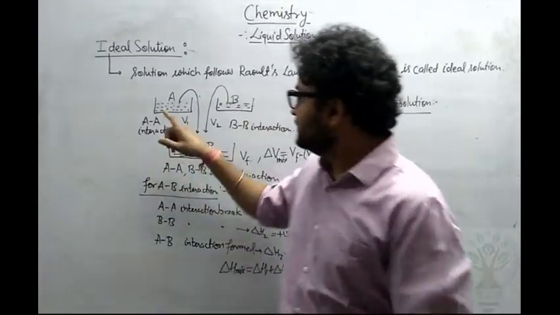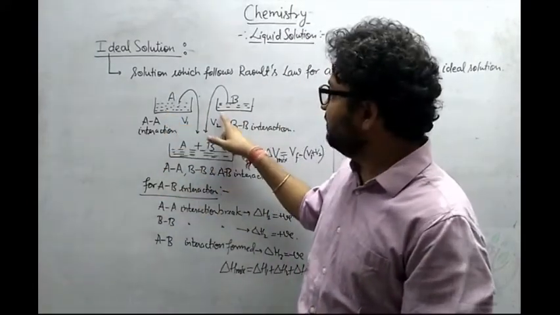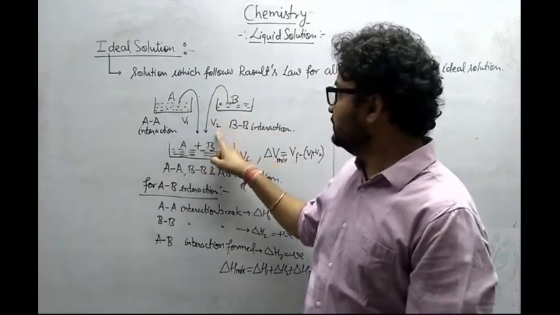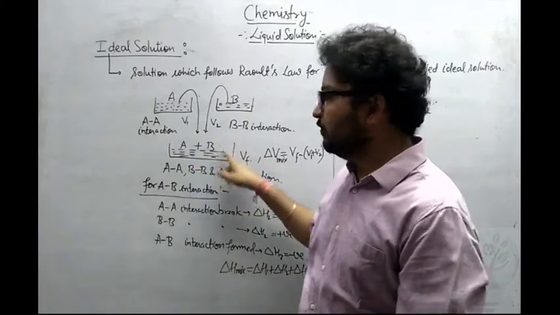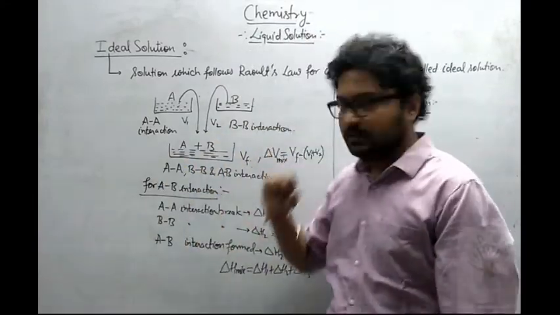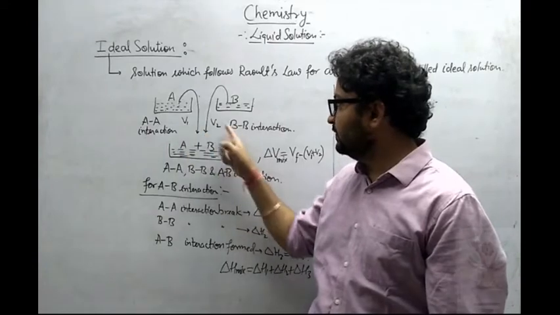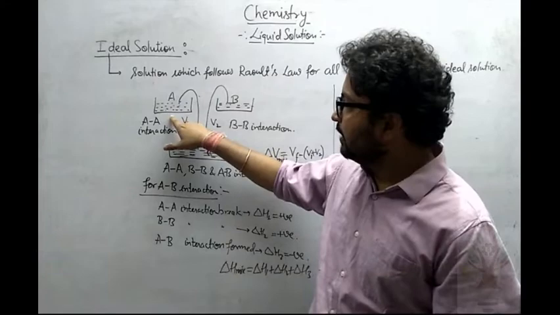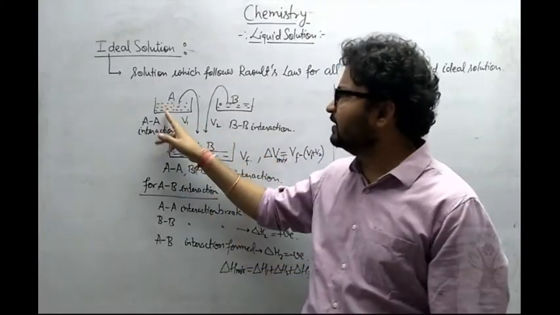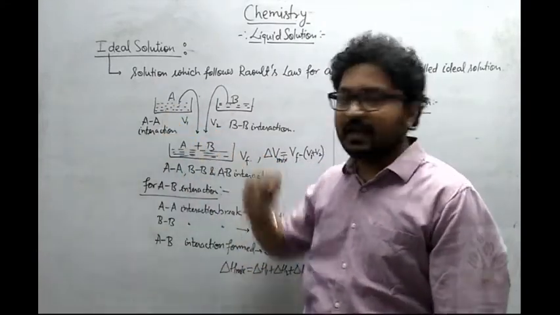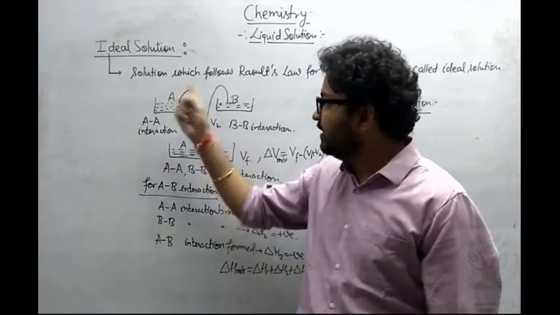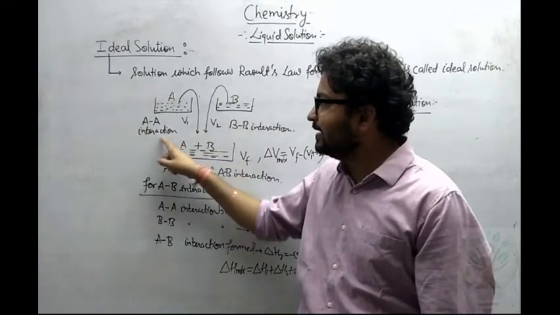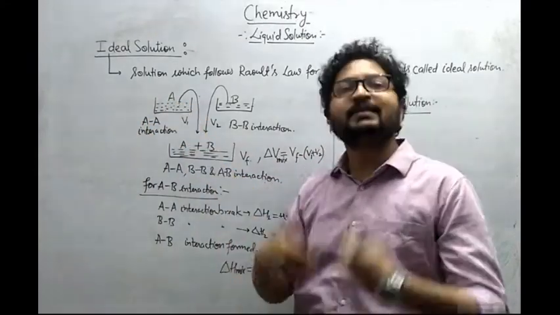Now, suppose we have A and we have B. We have added V1 volume of A and V2 volume of B, and we have formed a solution. If I talk about this A, solute or solvent, doesn't matter, how many types of interaction will I have here? If I have only A type of molecules, I will have just AA interaction. A will be interacting with itself.